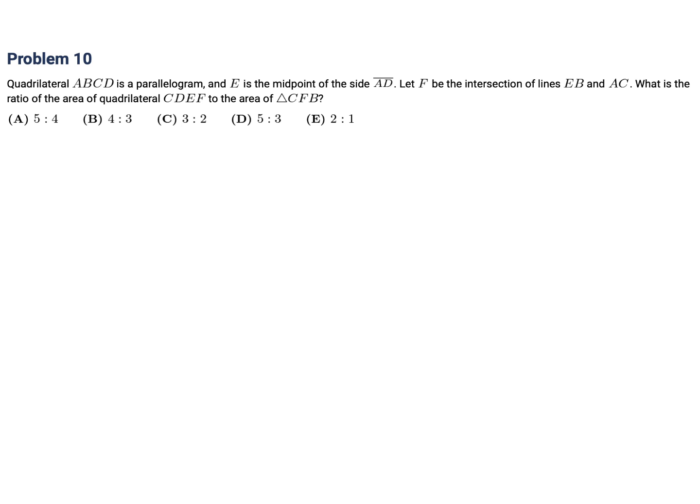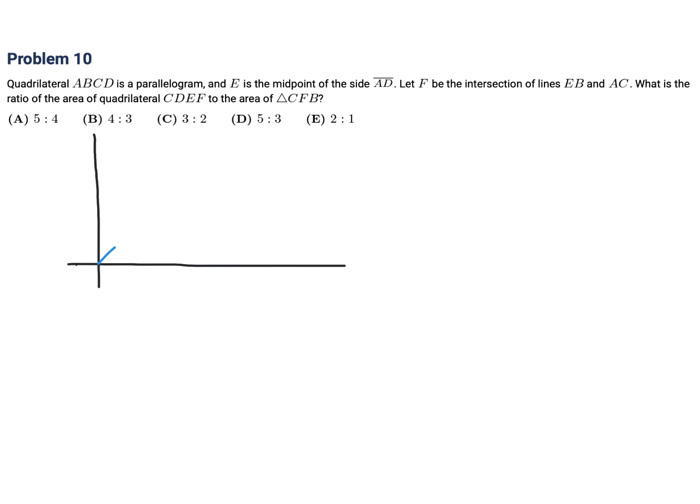Quadrilateral ABCD is a parallelogram, and E is the midpoint of side AD, and F is the intersection of the lines EB and AC. What is the ratio of the area of the quadrilateral CDEF to the area of CFB? All right, let's draw it first. Let's get some sort of an understanding of what it is that they're asking.